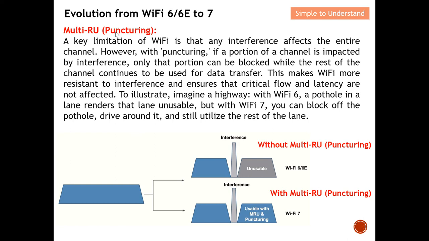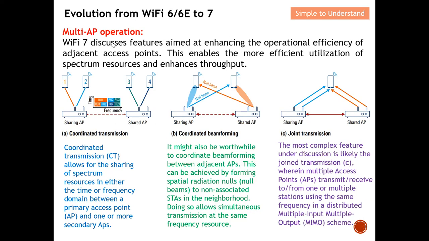Last but not least, let's move on to multiple AP operation. Wi-Fi 7 discusses features aimed at enhancing the operation efficiency of multiple access points. This enables more efficient utilization of spectrum resources and enhanced throughput. In short, nowadays you probably have mesh Wi-Fi, which is a so-called sharing AP. Just imagine that. For example, this is a coordinated transmission. Coordinated transmission allows for the sharing of spectrum resources in either the time or frequency domain between a primary access point and one or more secondary APs.